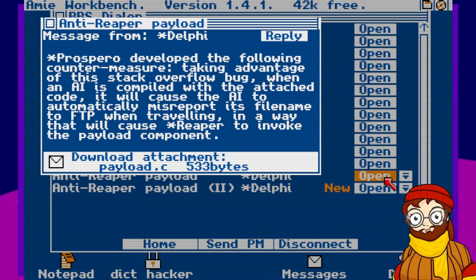Anti-Reaper payload. Prospero developed the following countermeasure. Taking advantage of this stack overflow bug, when an AI is compiled with the attached code, it will cause the AI to automatically misreport its file name to FTP when traveling in a way that will cause Reaper to invoke the payload component.